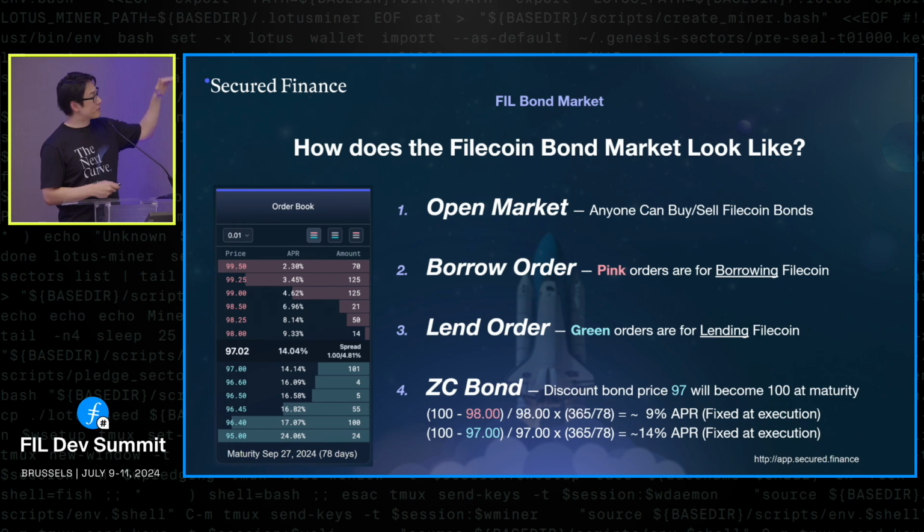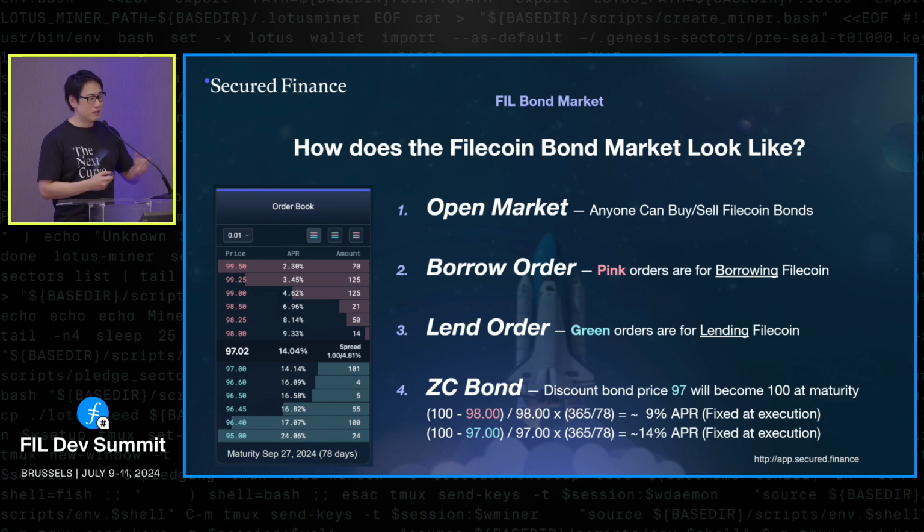Now, if you look at the center, it's 97.02 as the recent traded price. What is 97.02? It's also one of our standardizations. It is the zero coupon bond standardization. And this is a lending market.